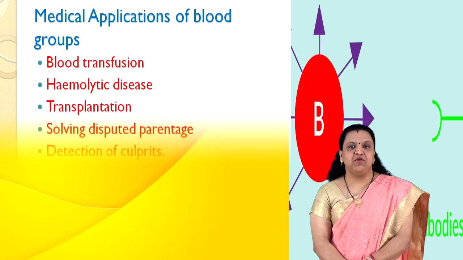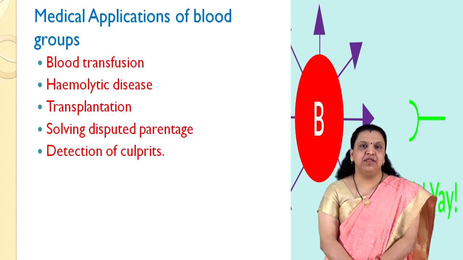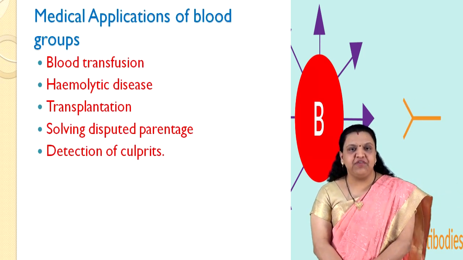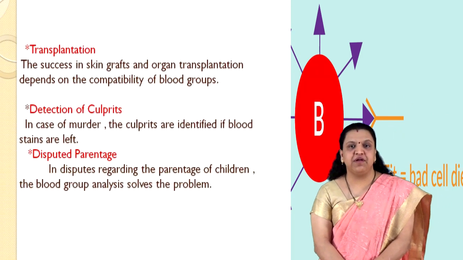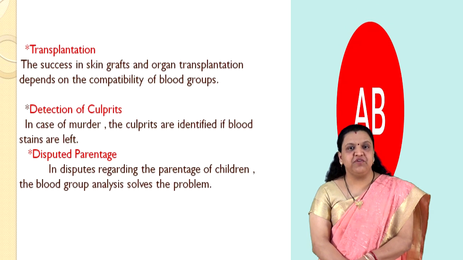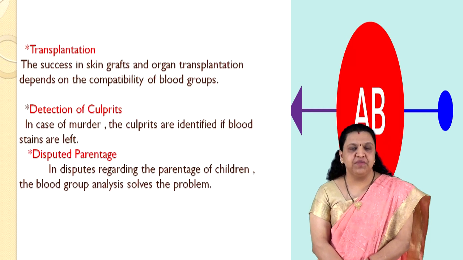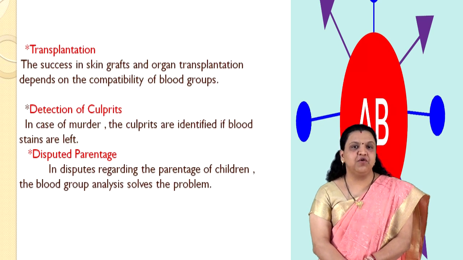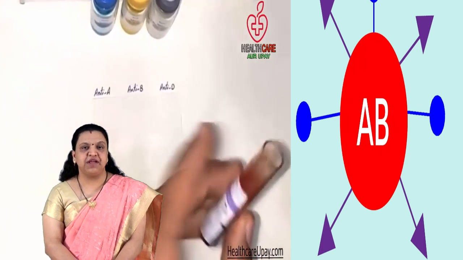The medical applications of blood group are also very important, because blood group has a direct role in blood transfusion, hemolytic diseases, transplantation, solving disputed parentage and detection of culprits. When we talk about transplantation, the success of skin graft and organ transplantation depends on the compatibility of the blood group. In the detection of culprits, in case of murder, the culprits are identified if blood stains are left. In case of disputed parentage, blood group analysis can solve disputes regarding the parentage of a child.